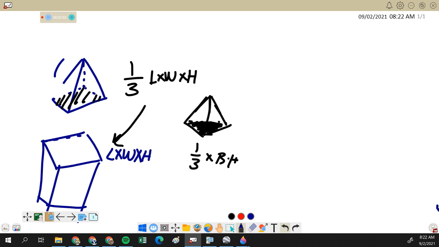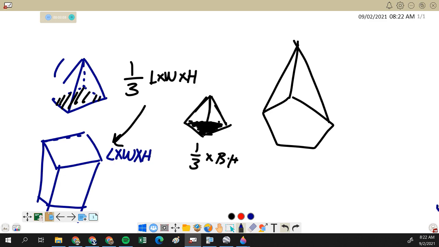And if the base was a pentagon, the volume of that is the area of the base times its height times 1/3. Okay? And that also works for cones.